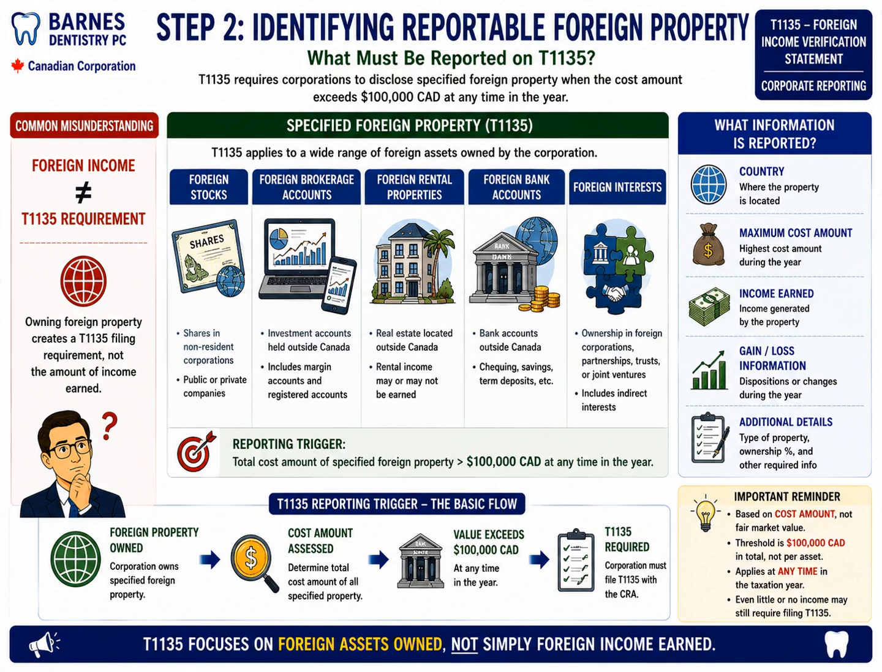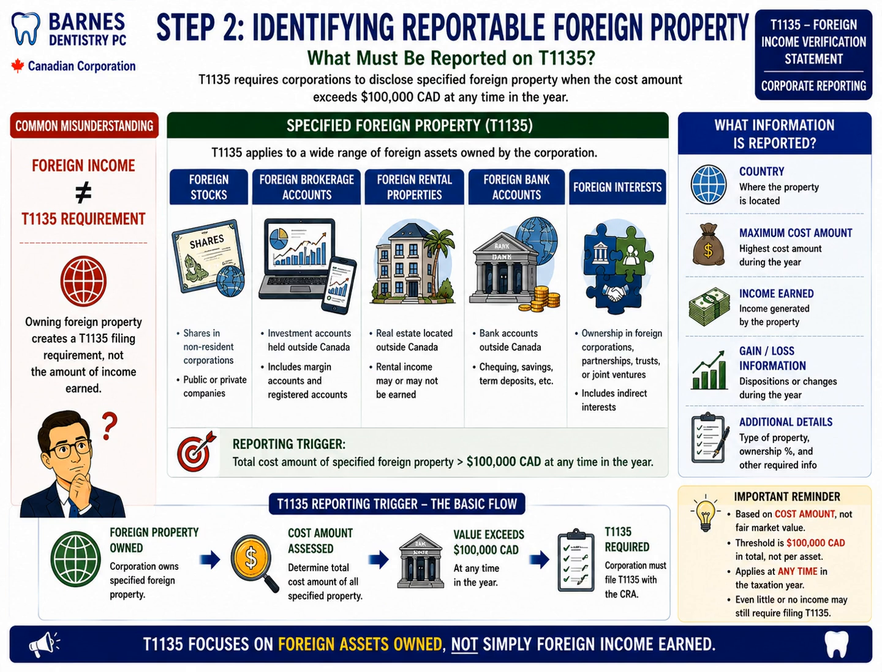This includes real estate located outside Canada. A corporation might own a rental building in another country that generates rental income. Even if the rental income is relatively small, the property itself may still be relevant for T1135 reporting. The fourth category is foreign bank accounts.